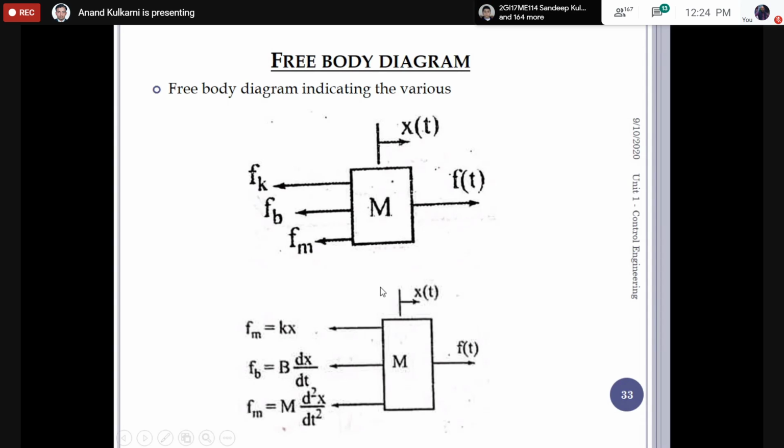So if you want this output as velocity, you can write this equation in terms of velocity, that is, k into integration of velocity, b into velocity, m into differentiation of velocity. If you want this output in the form of acceleration, write the same equation in terms of acceleration. That means the spring force becomes k into double integration of acceleration, b into single integration of velocity, m into acceleration. So you will get it in terms of a. This is how it has to be taken.